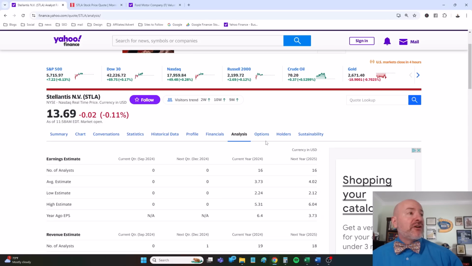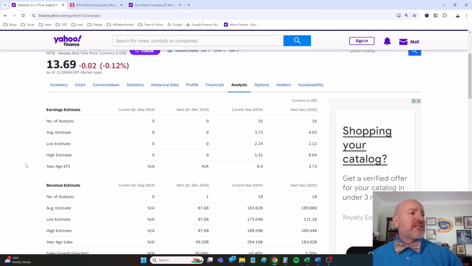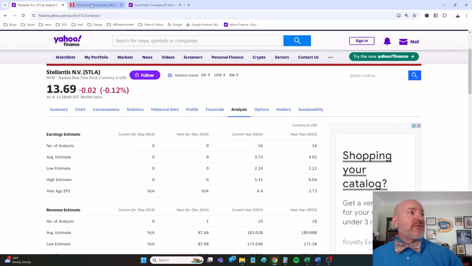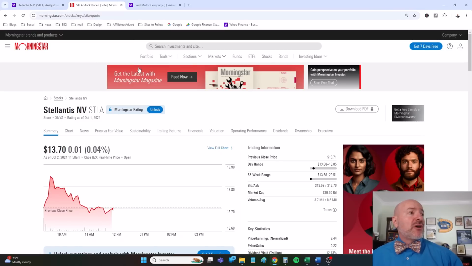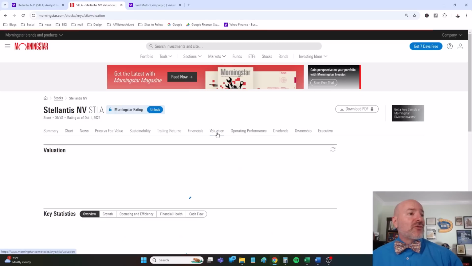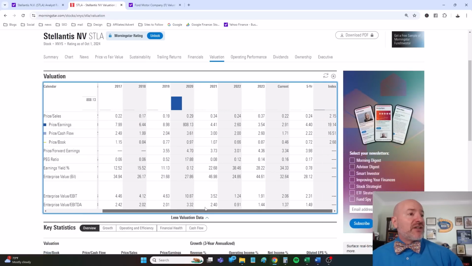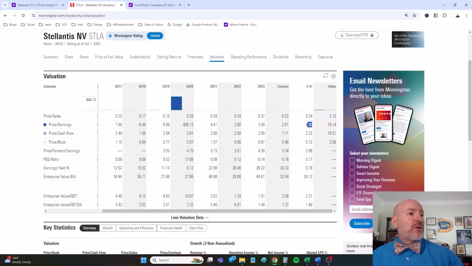So for the 5-year history, we can go here. Since Yahoo Finance isn't going to show us that unless we pay for the premium, what we can do is go to Morningstar, go to the Stellantis page, and go to valuations. Great resource here. It gives you 10 years of valuation data. So we can go here, price to earnings, the 4.4 times price to earnings over the 5 years.